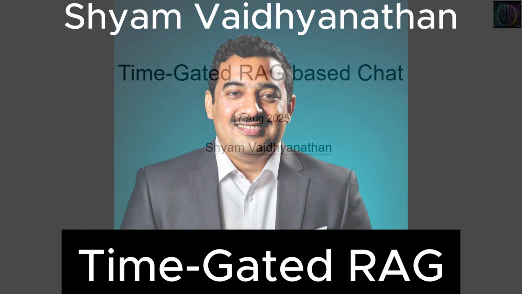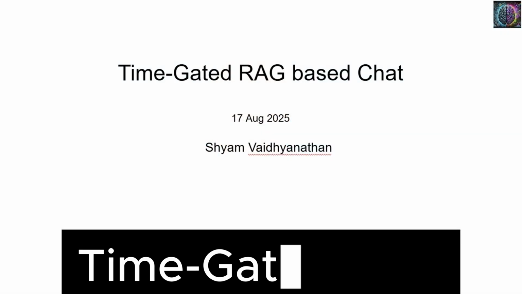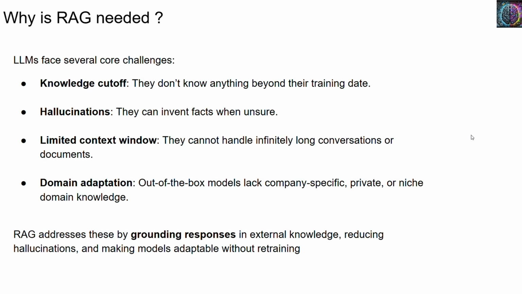In this video, I'm going to be talking about a time-gated RAG implementation. Let's start with what exactly is RAG. RAG stands for Retrieval Augmented Generation. Retrieval Augmented Generation is a way to remove some of the hallucinations by grounding the responses to a specific corpus of information.